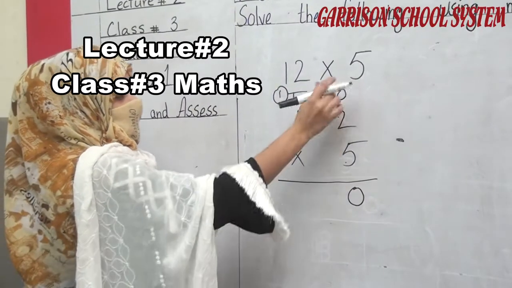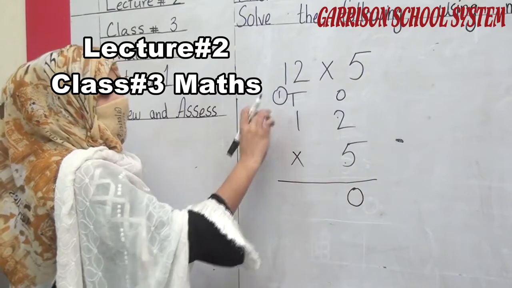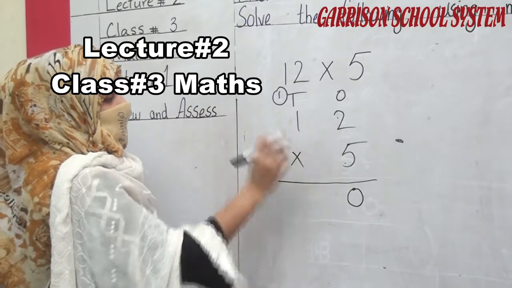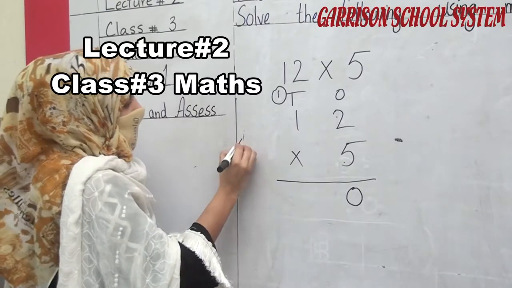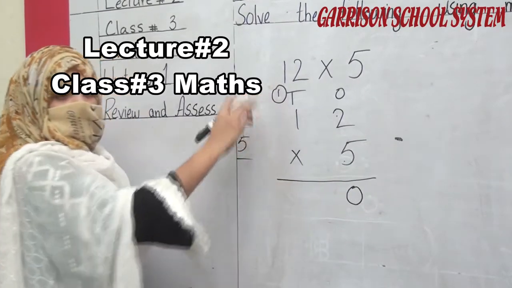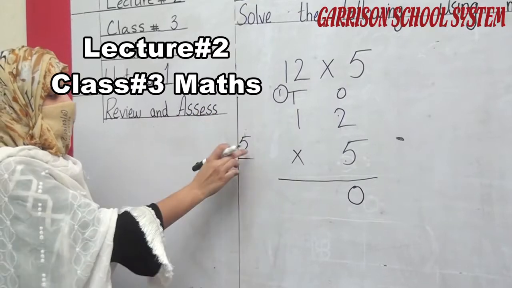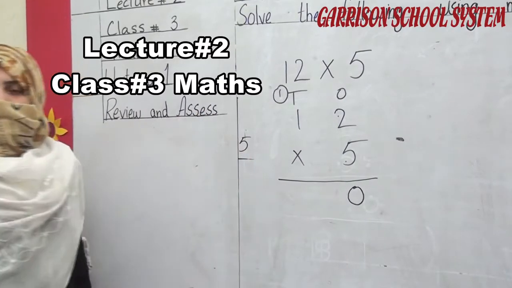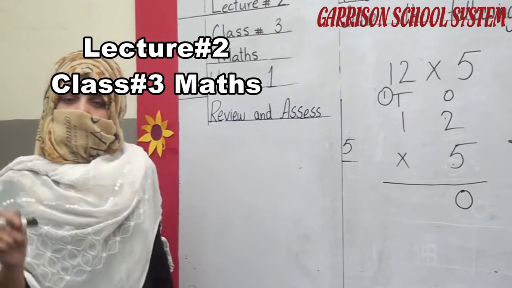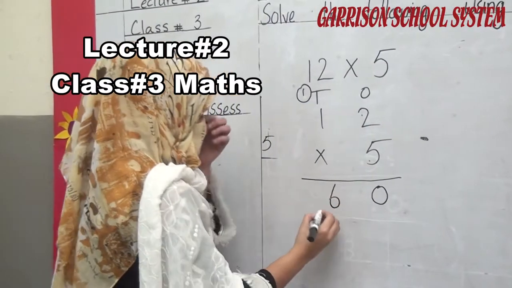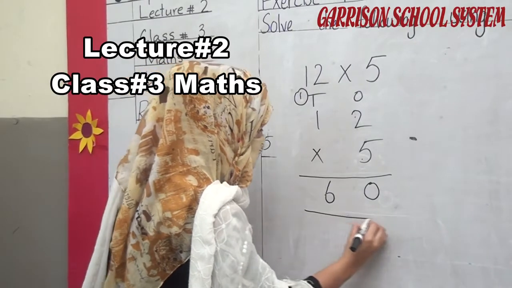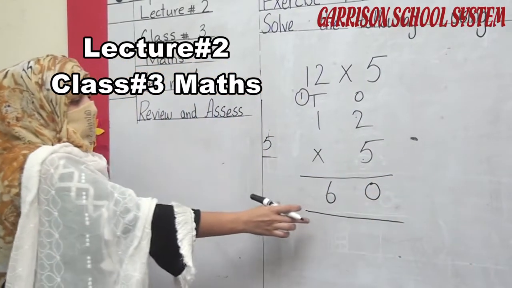Now we have done this side. Now we have to solve the side of tens. 5 1s are 5 and here is the carry. We have to add this carry into the 5. When we add 1 into the 5, the answer will be 6. This is our answer, 60.